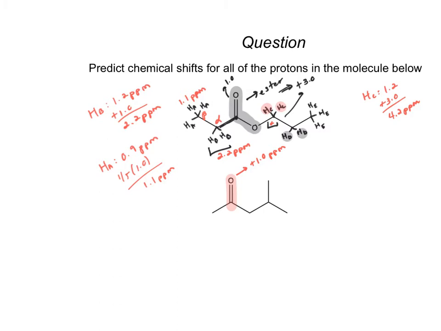Move out to HD. HD is at the beta position now. Again, these are methylene protons. So normally 1.2, but now we're going to add to that 1/5 of 3. 1.8.